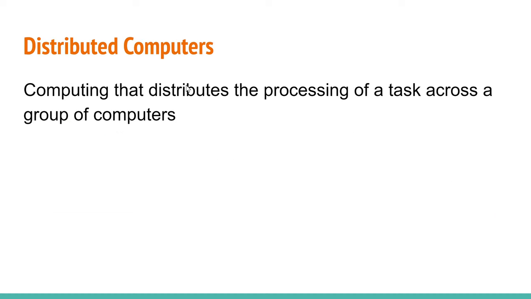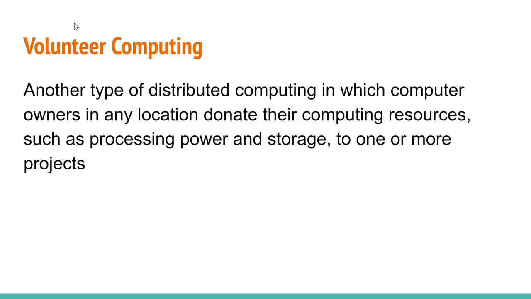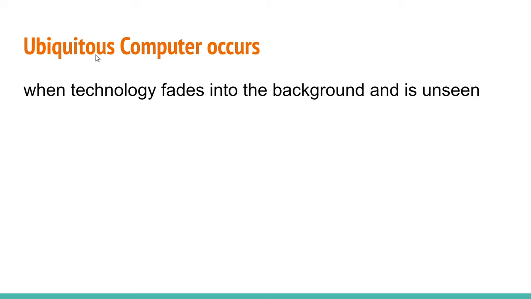Distributed computing distributes the processing of a task across a group of computers. Grid computing: a form of distributed computing that is done on a small scale and uses a few computers at one location. Volunteer computing: another type of distributed computing in which computer owners in any location donate their computer resources, such as processing power and storage, to one or more projects. Ubiquitous computing occurs when a technology fades into the background and is unseen.